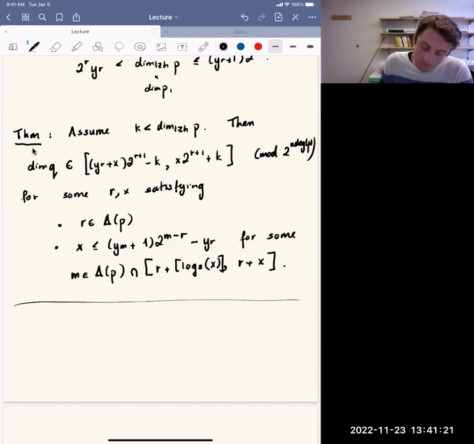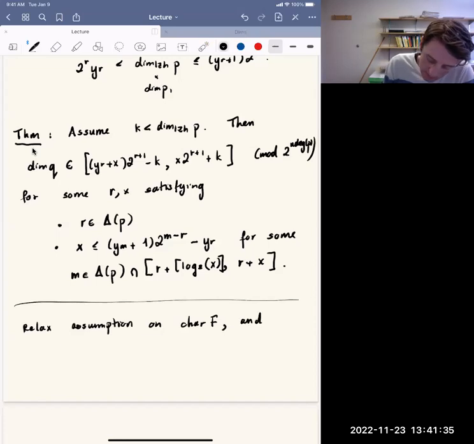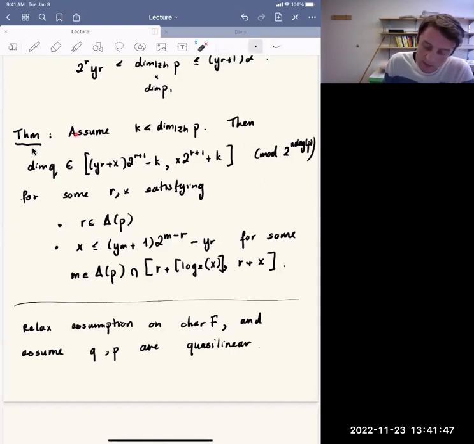And so let's now return. So relax the assumption on the characteristic of our field F. And I'm now going to assume that neither Q nor P are quasi-linear forms. I should say, by the way, this theorem here proves the original conjecture in the case where Q is quasi-linear, and it's a much stronger result than that.